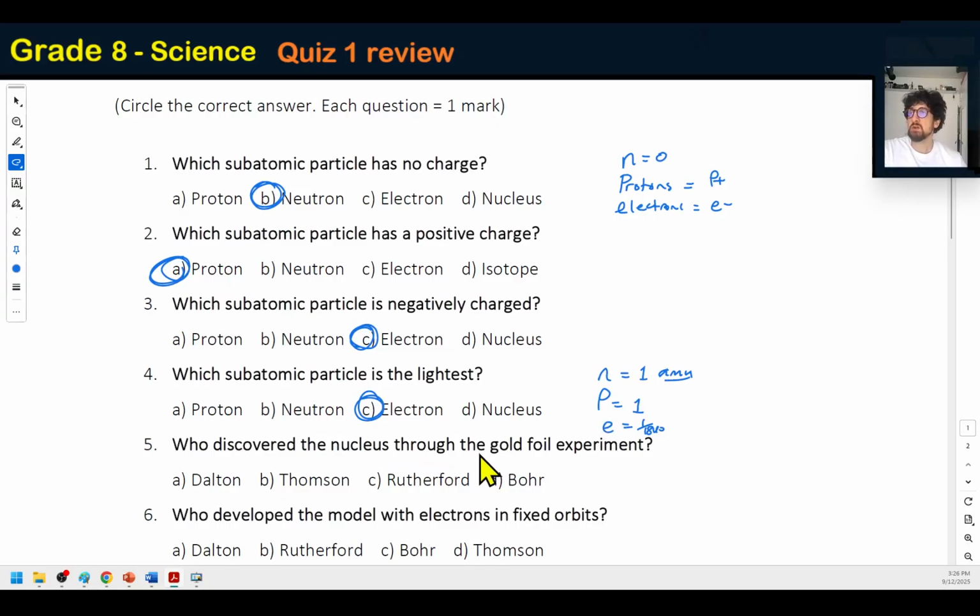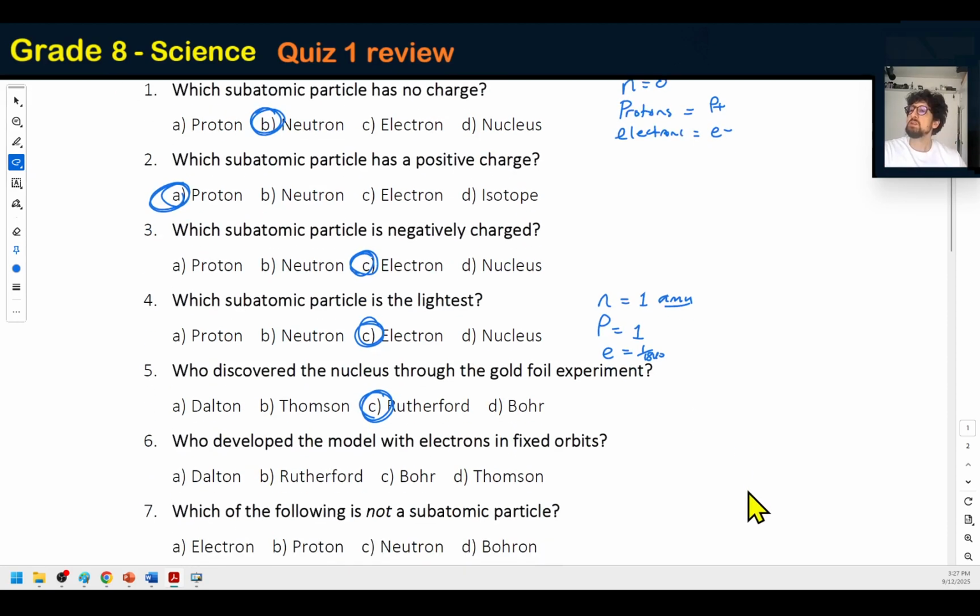Who discovered the nucleus through the gold foil experiment? That is Rutherford, the New Zealand guy. He did an experiment where he put a really, really thin sheet of gold foil and shot it with alpha particles, which is like a powerful laser. Then he found that some of the particles were being bounced back. The reason why was because it was hitting something very solid at the center of the atom, which we call the nucleus. The nucleus is the center part of the atom, and it's very heavy. Do you know why it's heavy? Well, it's heavy because it contains protons and neutrons.